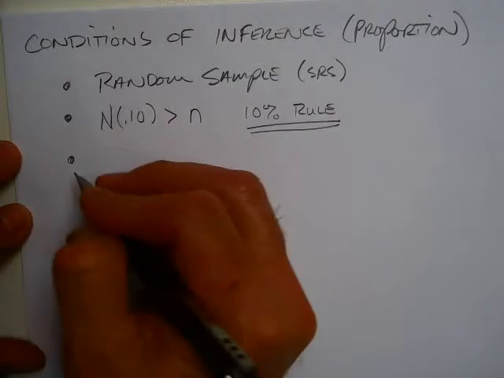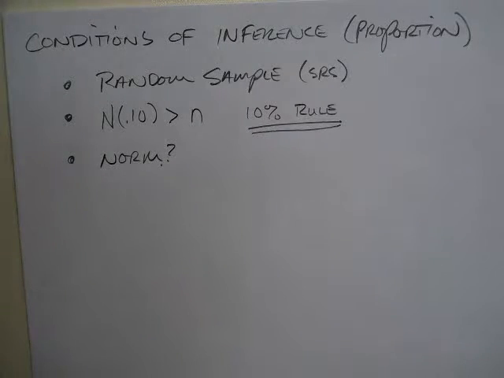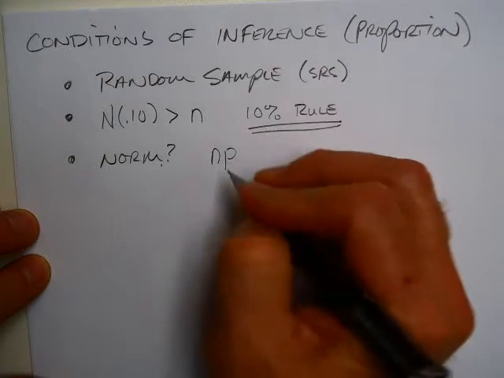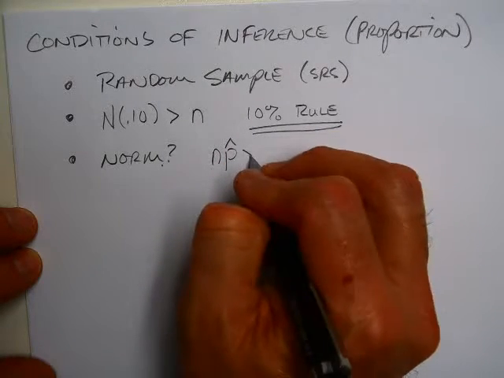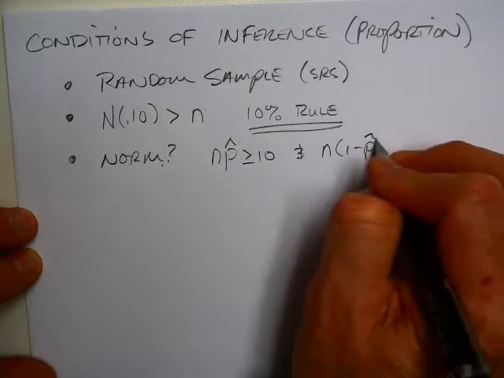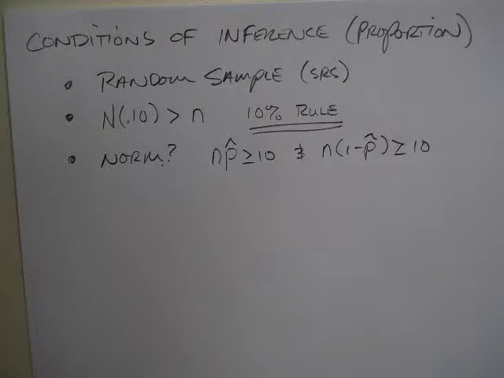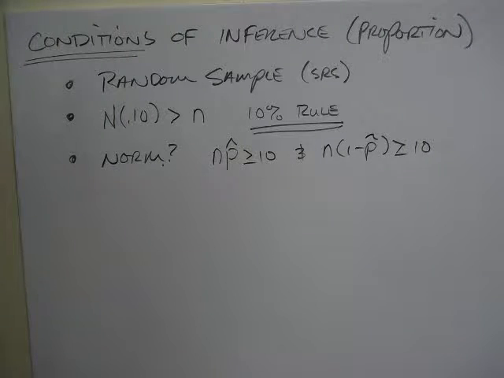And the third one, is it normal? If it's a proportion, the central limit theorem does not apply. You have to check, does n times, wait a minute, I don't have p anymore. What do I use? P hat, good. Is n times p hat greater than or equal to 10? And n times 1 minus p hat, is that also greater than or equal to 10? So the only change there is we don't have p, so we just substitute p hat and call it good. Conditions. These have to be met before you can do any kind of inference.